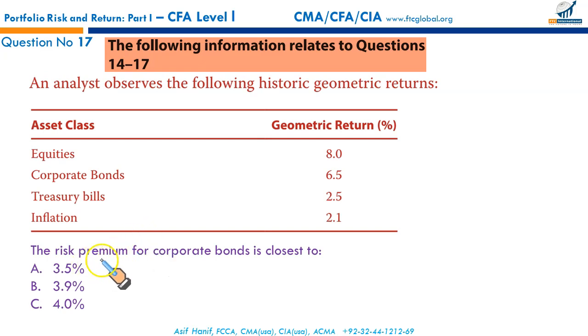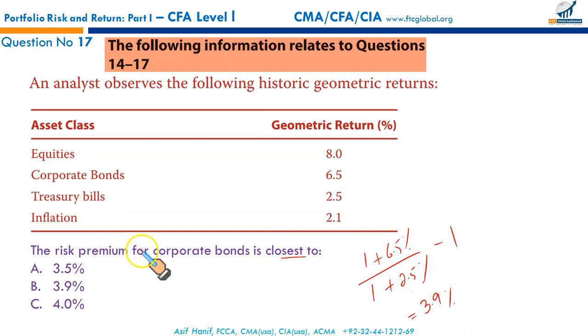Next question, 17. The risk premium for corporate bonds is closest to. Do the same thing. 1 plus 6.5% upon 1 plus the risk-free rate, that is 2.5%, and then deduct 1 from this. If you simplify, you'll get 3.9%. So this will be the risk premium for corporate bonds. That makes B the correct option.